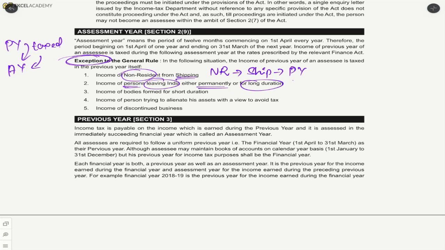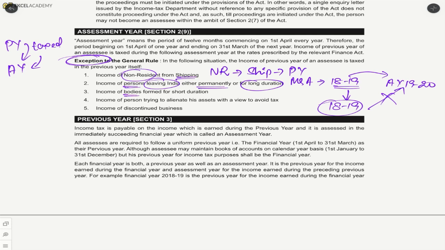Let's say there is a Mr. A who is leaving India in the previous year 18-19 permanently. So can we expect that person to file the income in assessment year 19-20? Definitely not possible, because you would have left in the previous year itself. So in such cases, what we do is we will ask them to file the return in that previous year itself and not wait until the next assessment year.